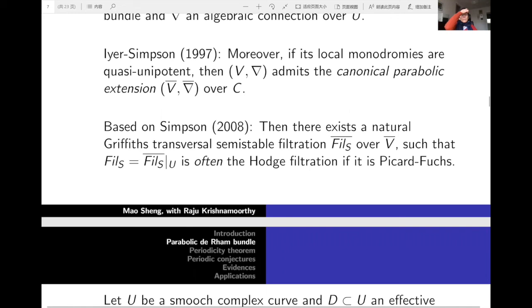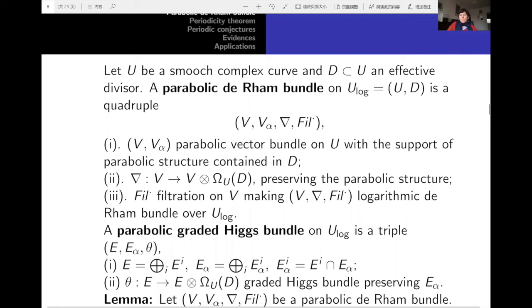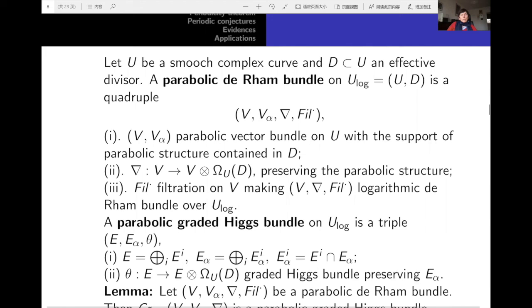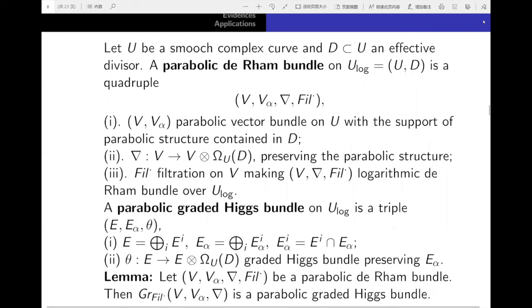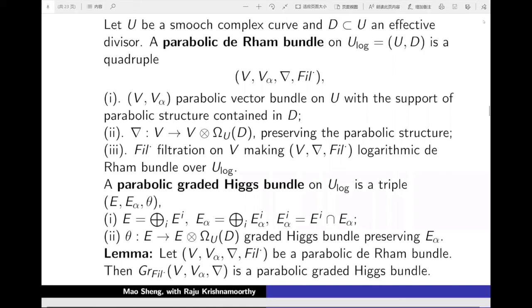Now, let me move to the second part. I fix this U, a smooth complex curve with compactification C. Now I take some D inside U, which is a reduced effective divisor, and I form this log pair. I study this quadruple, V, V alpha, nabla, and the filtration. Here V alpha means a parabolic bundle over U with the support of a parabolic structure containing D. This connection has a local pole around D, and the filtration is just the one introduced previously. Forgetting the parabolic structure, this makes the logarithmic de Rham bundle over U log.